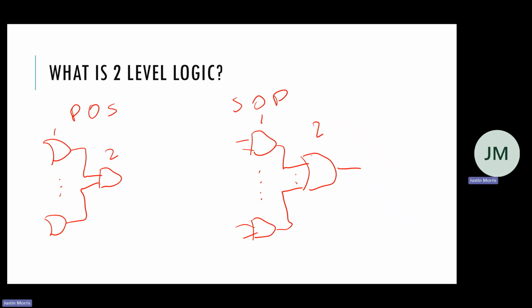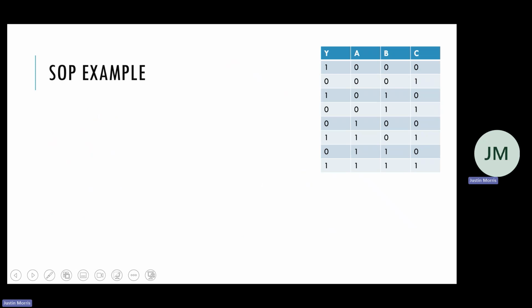Two levels of logic. So we all know what I'm talking about when I say 2-level logic. So let's work with this example. This is sum of products, and here is our truth table.